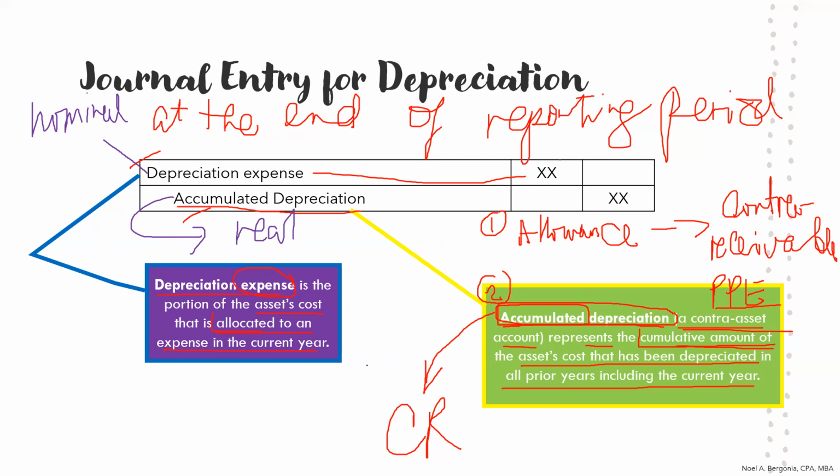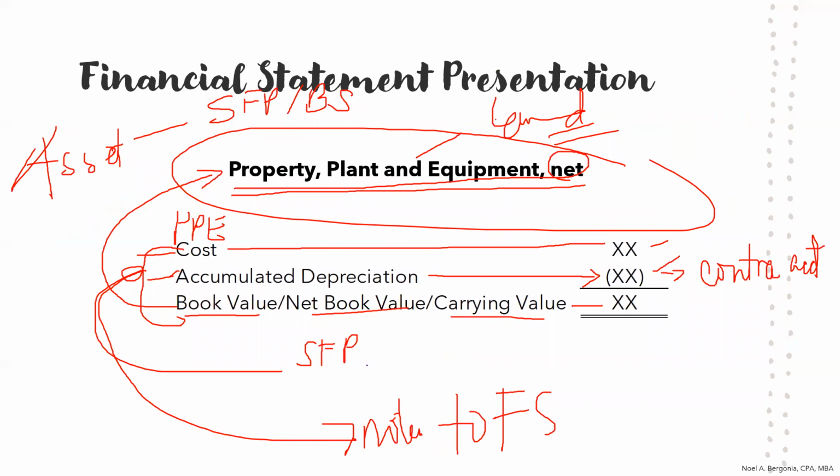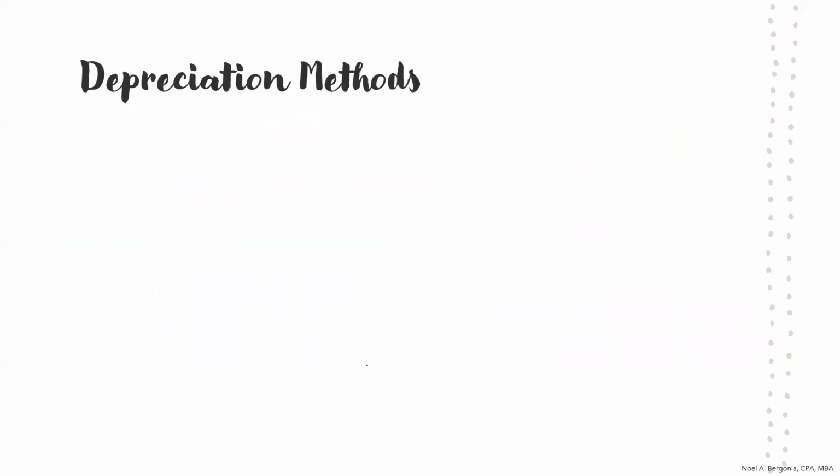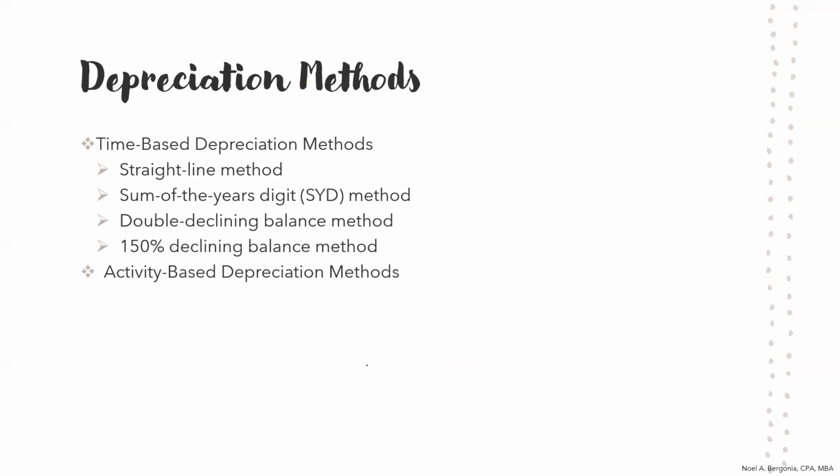So after knowing the journal entry and the presentation in the financial statement, our next step is to show you the different depreciation methods. But again, I will not discuss them all here. We have the time-based depreciation methods, such as the straight line, which we will discuss here, sum of the years' digits, double declining, and 150% declining balance. You also have the activity-based depreciation methods, which are units of output and depreciation based on machine hours.